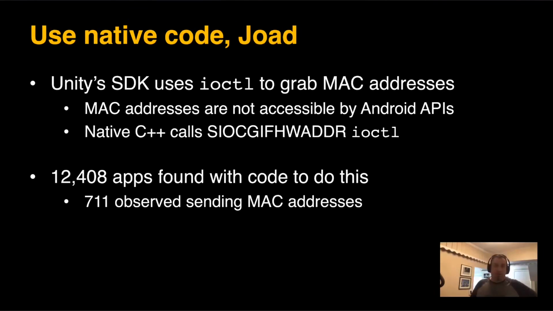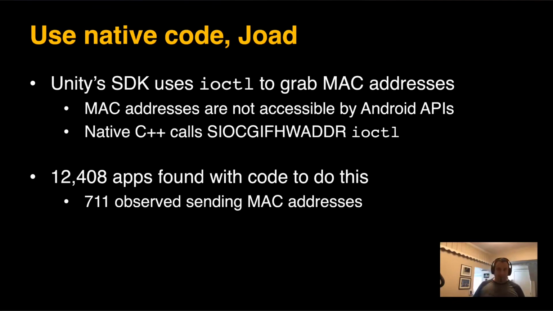Another one that we found is looking at native code. So Unity is in a ton of apps. We actually found over 12,000 apps that had code to transmit the MAC address, which is something that theoretically isn't readable by apps and hasn't been since Android 6. Starting in Android 6, when apps tried to access the MAC address, they got the string 02:00:00 and so on. But we noticed that apps were sending the real MAC address to Unity's servers.